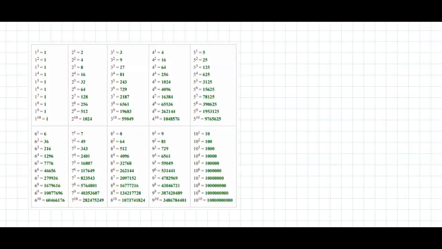I've included a table here for you to use when you're trying to figure out if a number has a common base. So this is bases 1 through 10 and powers 1 through 10. So we would be looking at the numbers on the right-hand side and rewriting them as the numbers on the left-hand side, the base and the power.